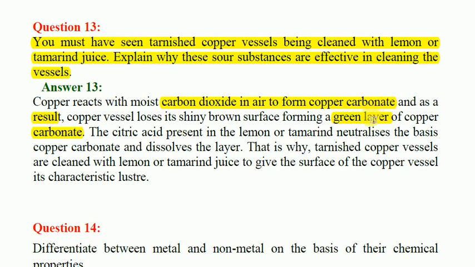So when you add an acid like citric acid from lemon or tamarind juice, what happens? The base reacts with the acid and a neutralization reaction occurs. Whenever the salt is formed, that outer layer readily dissolves in water, so the layer is removed. That's the reason why copper vessels are easily cleaned using citric acid or lemon.